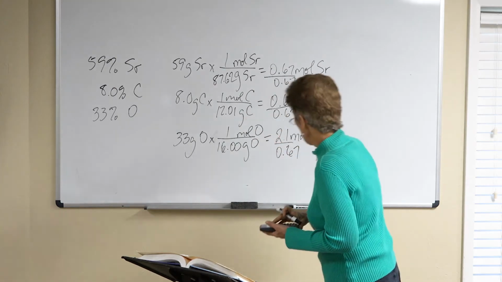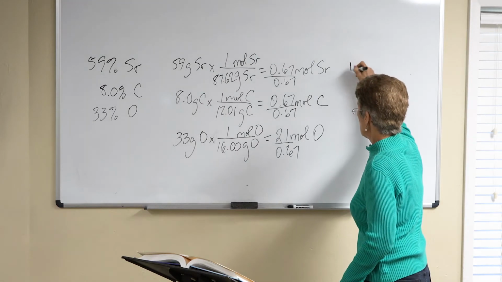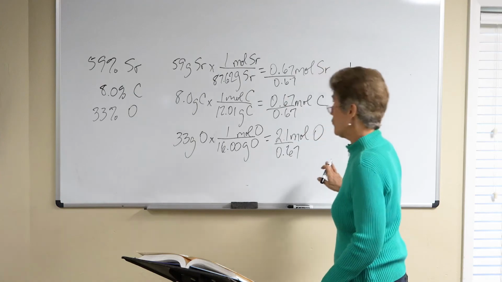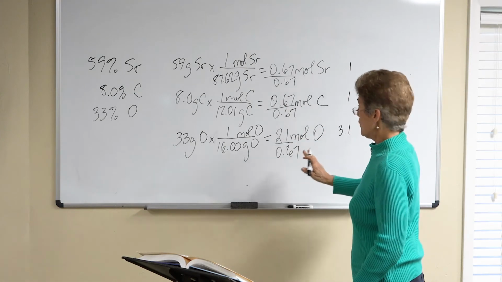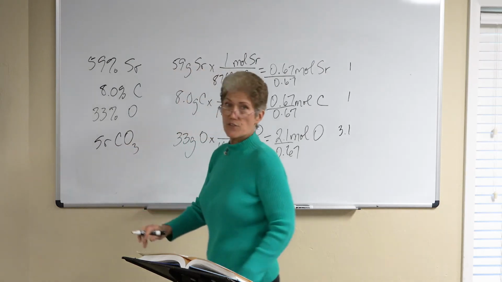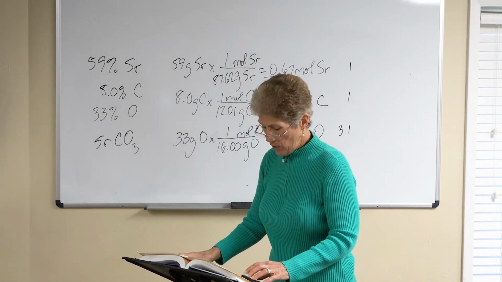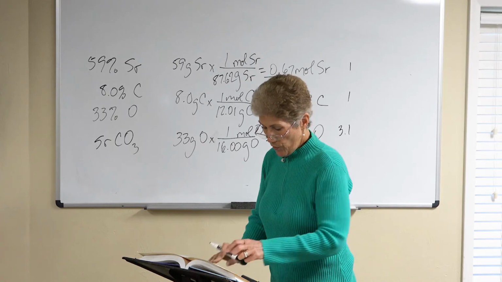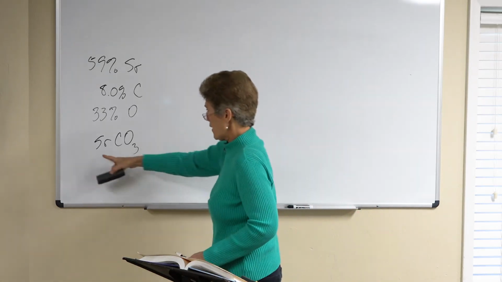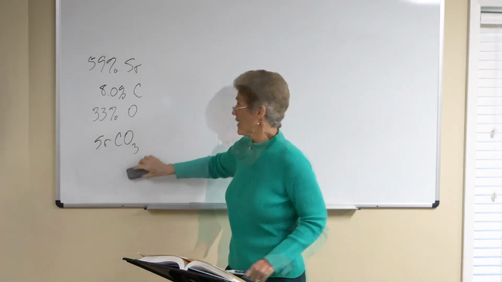And it gives me 1 strontium, 1 carbon, and 3.1 oxygens, which is close to a whole number. So we would go back and go 1 strontium, 1 carbon, and 3 oxygens. And that would be our empirical formula for that problem, which is actually strontium carbonate, isn't it? Because you've learned your polyatomic ions, so that's strontium carbonate.